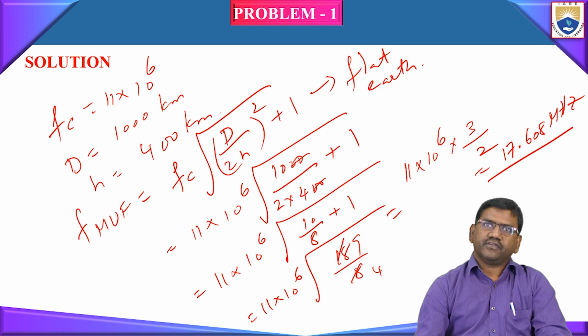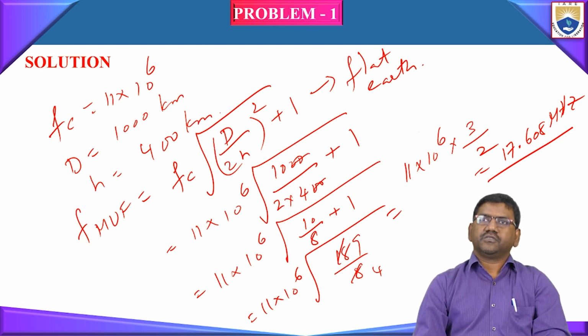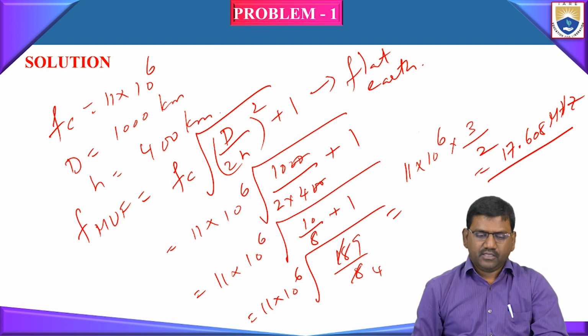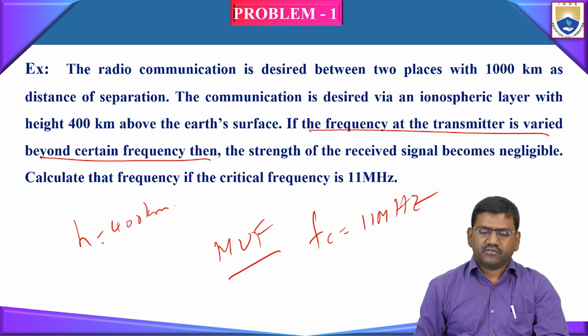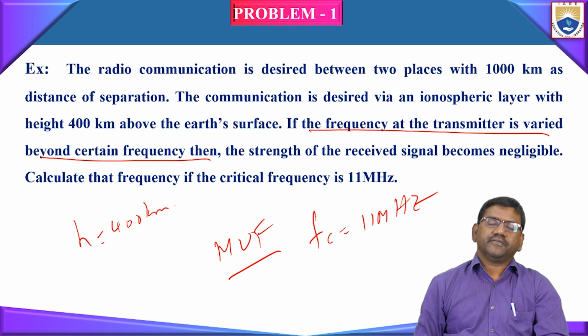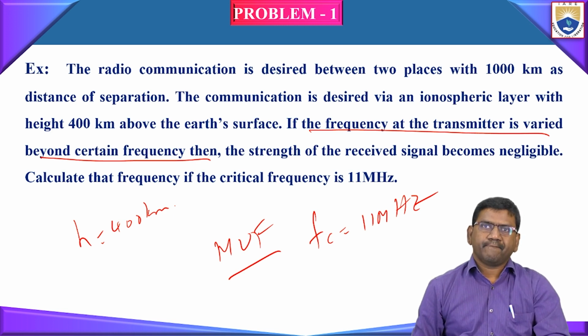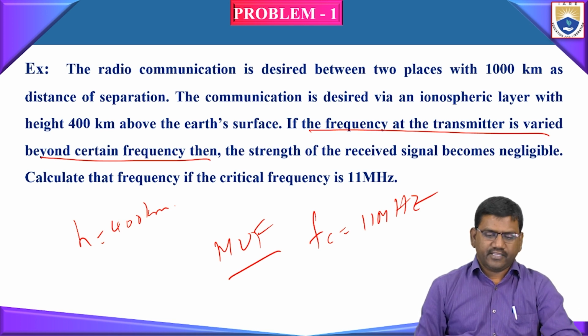So here F muf is equal to Fc into square root of (d by 2h) whole square plus 1. In this problem, all the data will be given. We only need to know the formula, that is, the relationship between the maximum usable frequency and the critical frequency. So F muf is equal to Fc into square root of (d by 2h) whole square plus 1.